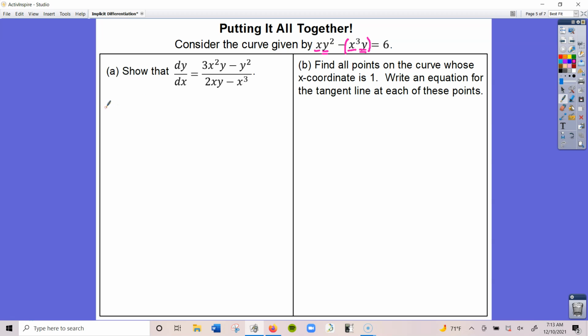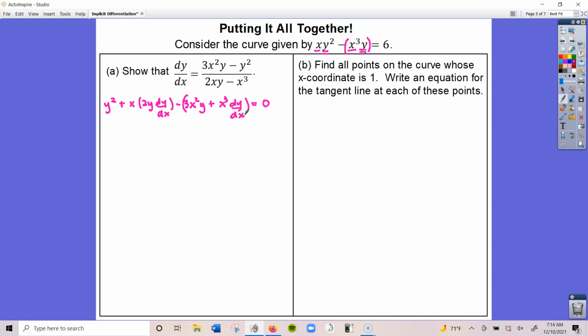So the derivative of xy squared: the derivative of x is 1, leave y squared alone, plus leave x alone, and the derivative of y squared is 2y dy/dx, minus the derivative of x to the third is 3x squared, leave y alone, plus, let me open parentheses there so I don't forget to distribute the negative, plus now leave x to the third alone, and the derivative of y is dy/dx. And that is going to equal 0.